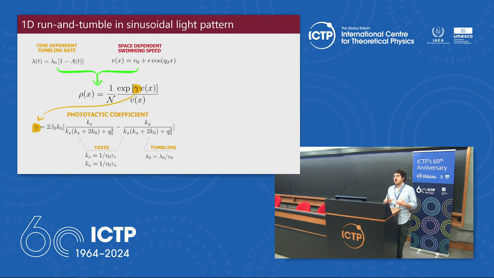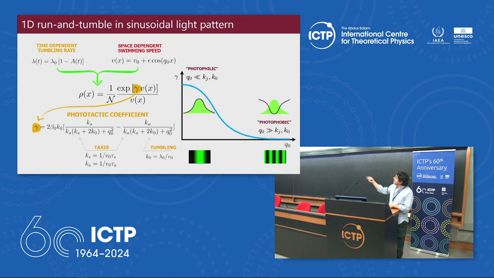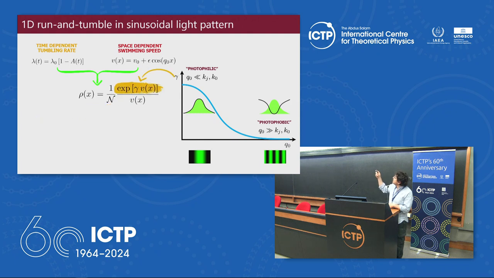It tells us how important phototaxis is when the bacteria swim in that pattern of light with a certain frequency changing in space. By changing gamma, if we have a slowly changing pattern, gamma is big, and so the photophilic effect dominates and they accumulate in the light. While if the pattern is changing quickly, the bacteria behave mainly photokinetically and they accumulate in the dark.